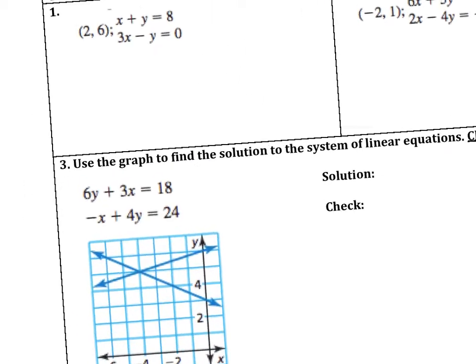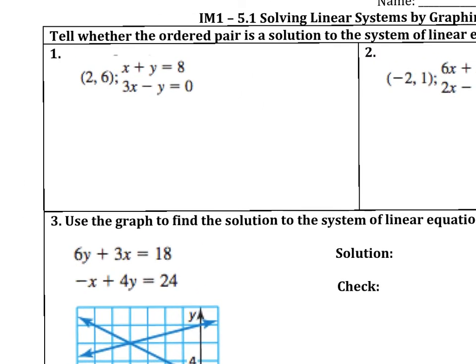So, on number 1, tell whether the ordered pair is a solution to the system. All right, so I'm going to plug into both equations, 2 for x and 6 for y, to see if I get a true statement. Remember, in order for something to be a solution to the system, it needs to be a solution to both equations. So I've got a blue equation and a red equation. All right, so let's check for this blue equation first.